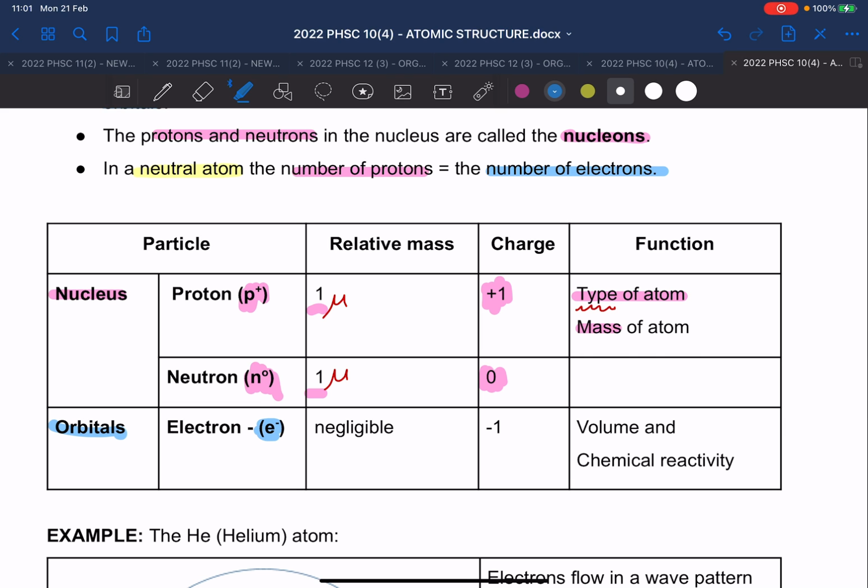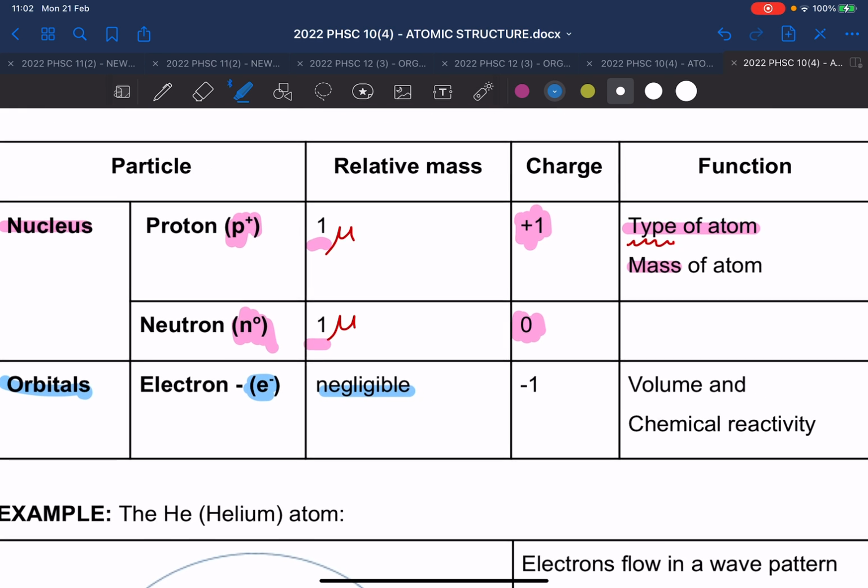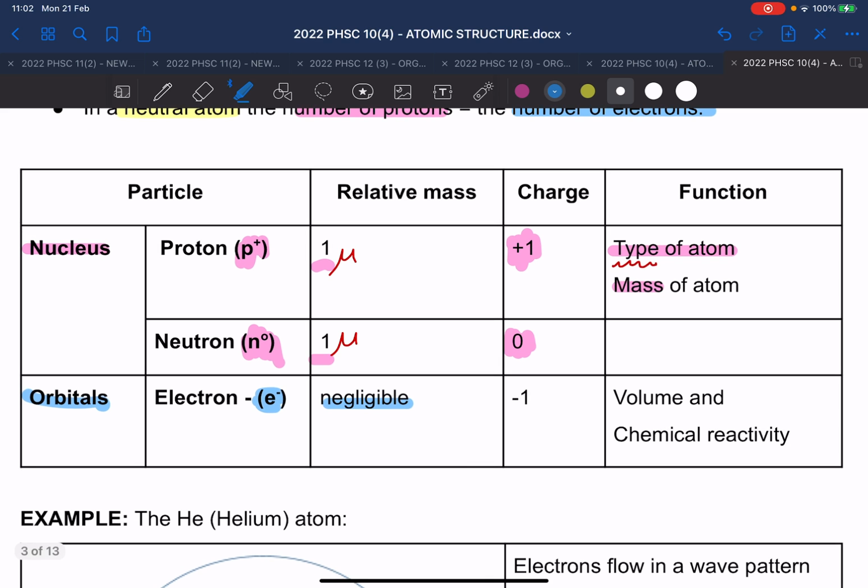Their mass is negligible. What in the world does negligible mean, Bontle? Yes, it's as if you don't have to consider it. It's so small that we don't even look at it. So it does have a mass. It's not zero, but it's so small we do not consider it. And then the charge is -1 because an electron is negative. And an electron determines the volume and the chemical reactivity.